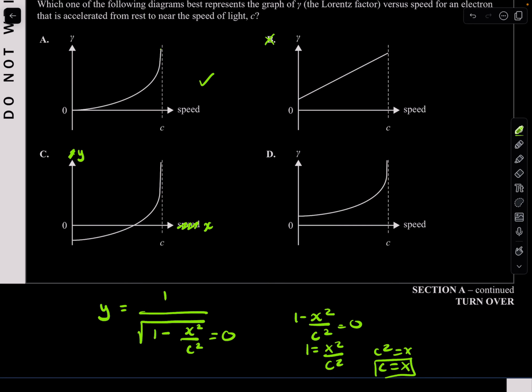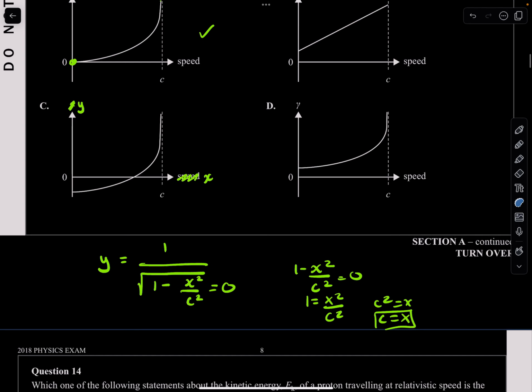Now, how can we also look at another way? Have a look at the y-intercept. Well, this one's at 0. Let's actually just find the y-intercept if we're using this equation. Finding the y-intercept is just letting x equal 0, so you'll just get 1 over the square root of 1 minus 0, which is just 1.